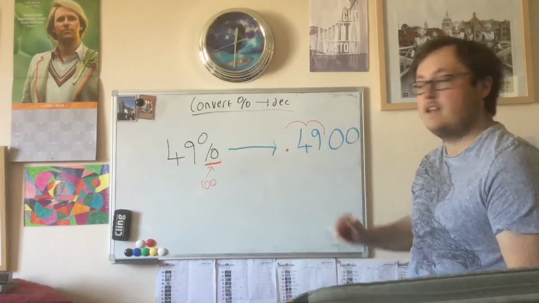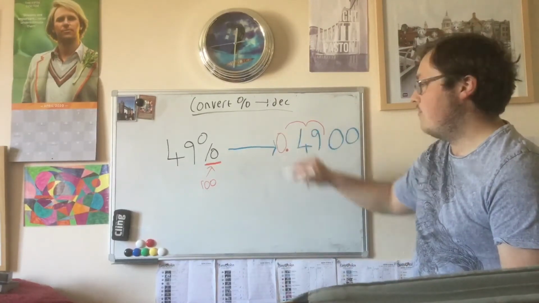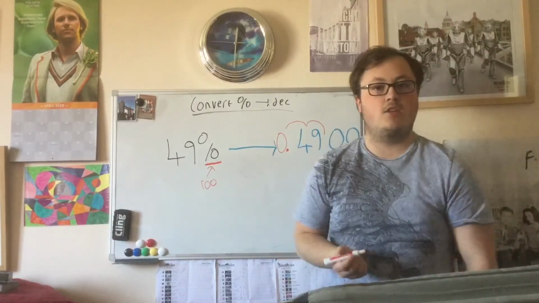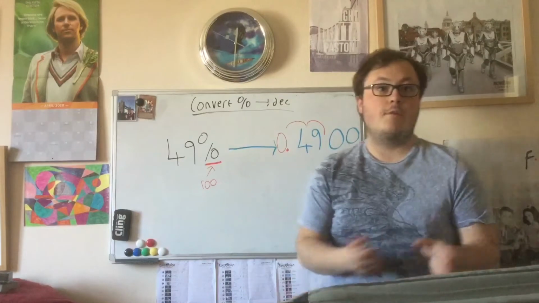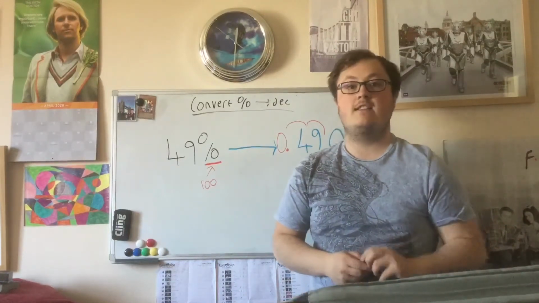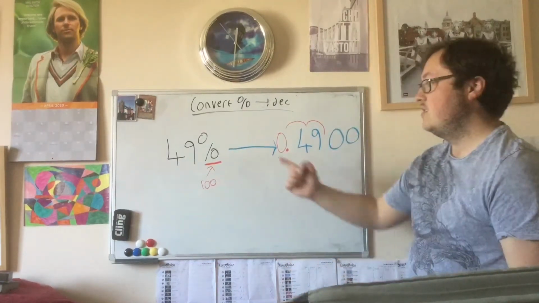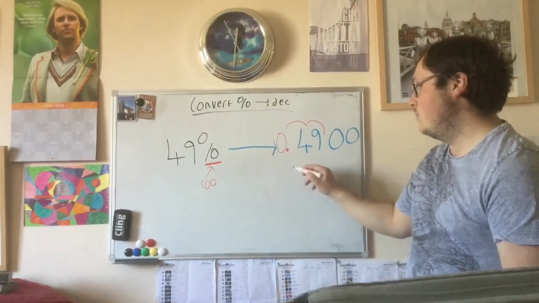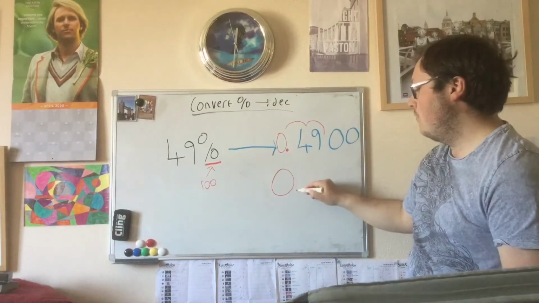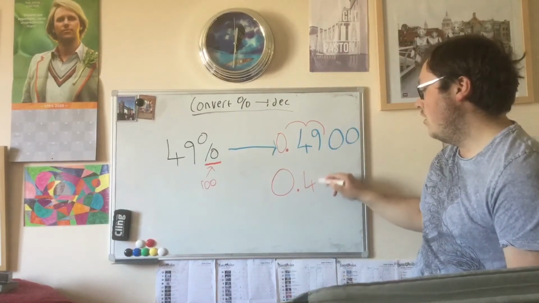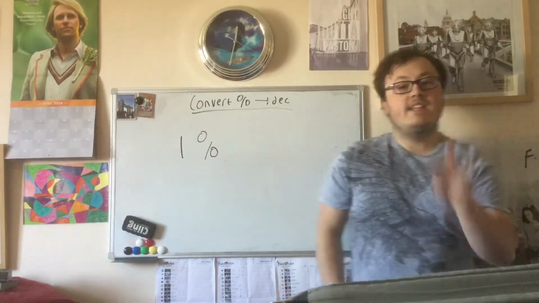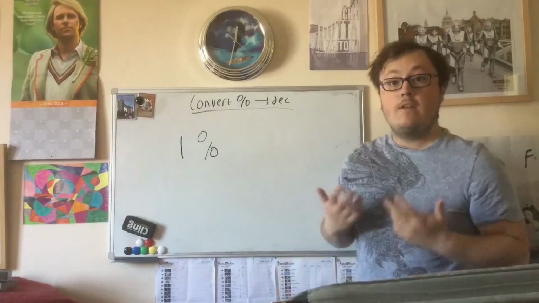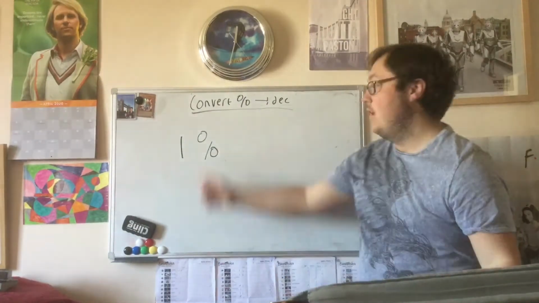What goes in front of that decimal point? Well, a 0. That's what we have to do. All you have to do to find the decimal version of a percentage is divide that percentage by 100. So 49% as a decimal is 0.49. And that's it.